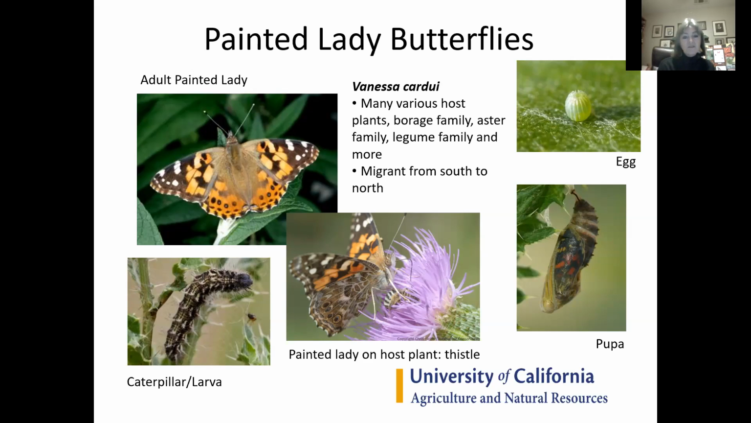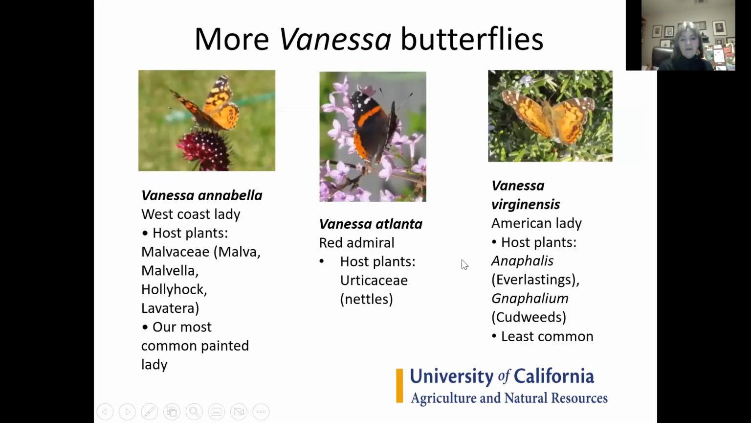So it'll go to thistles, pearly everlasting, the mallows. It's got a better chance at survival and reproducing than some that are specialists because of the fact that it does go to so many different plants in our landscapes. And of course, you see the pupa there on the right-hand side. So another common butterfly.